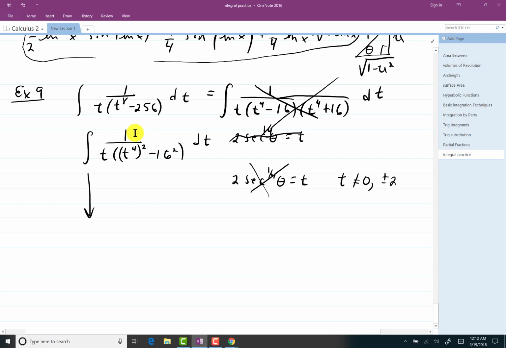Well, the trick, a very good trick, one that I wouldn't have thought of, but maybe you might think of: get rid of this, get rid of this. If I were to let u equal t to the 8th, for example, then du would be 8t to the 7th. So it'd be nice to have a t to the 7th in the numerator. So this is the cute thing that is done here.